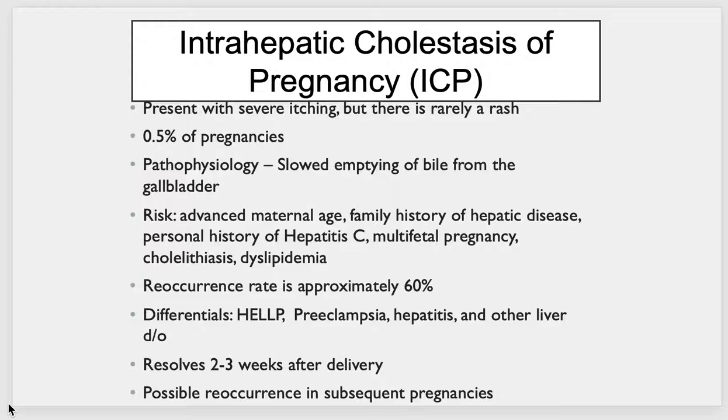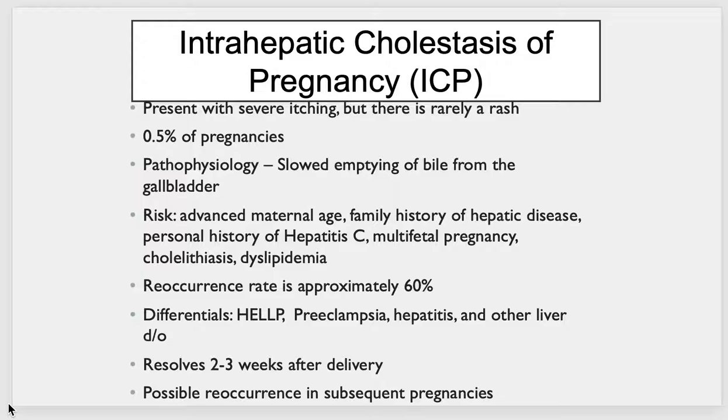So the risks that you can see here: advanced maternal age, a family history of hepatic disease, a history of hepatitis C themselves, sometimes a twin gestation or more, cholestasis themselves, or high dyslipidemia. Those are all risk factors that they could have. The recurrence rate is about 60%. I wrote later that there is a possible recurrence rate, but it is about 60%.